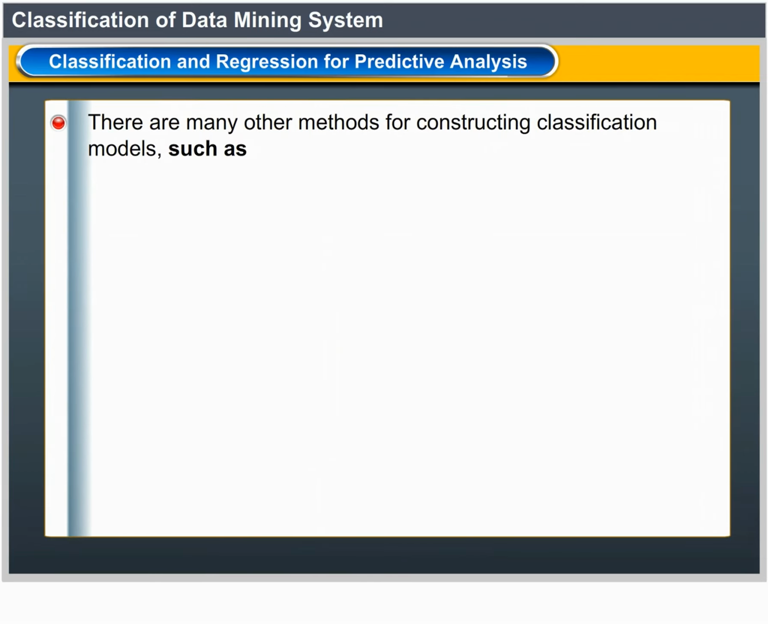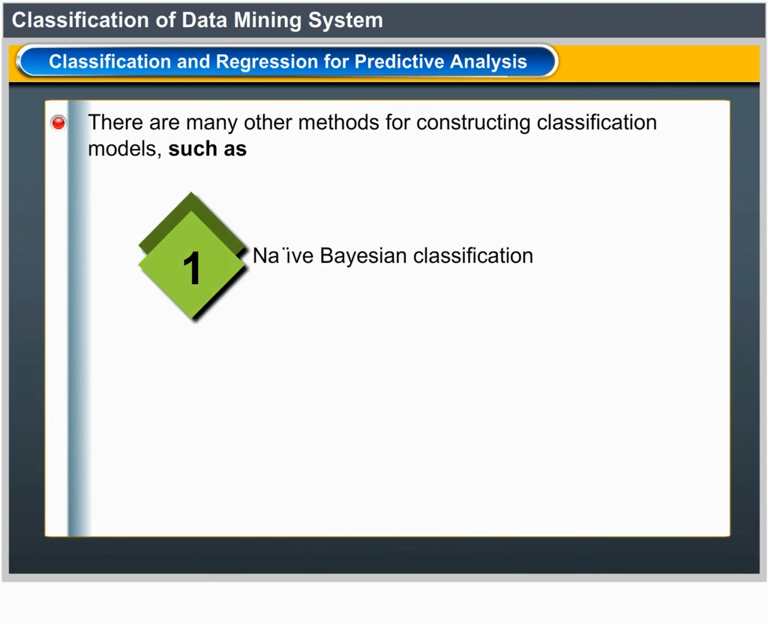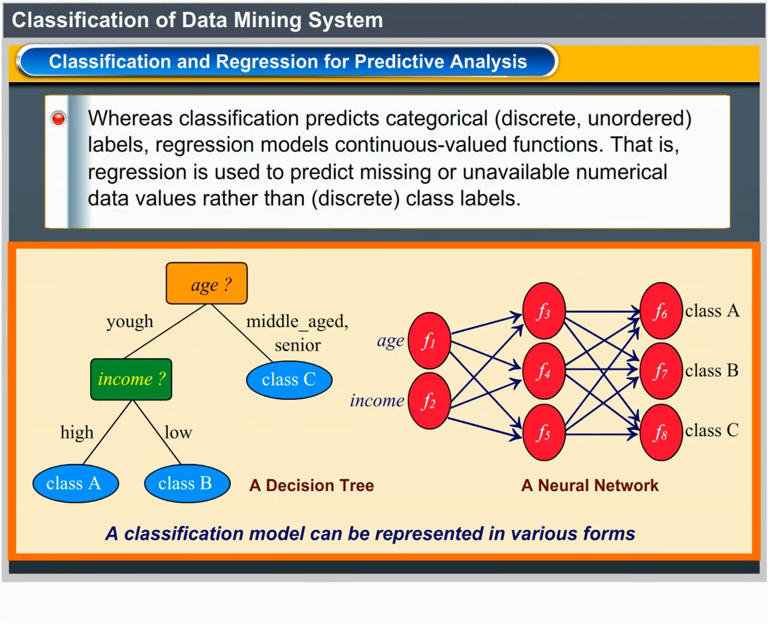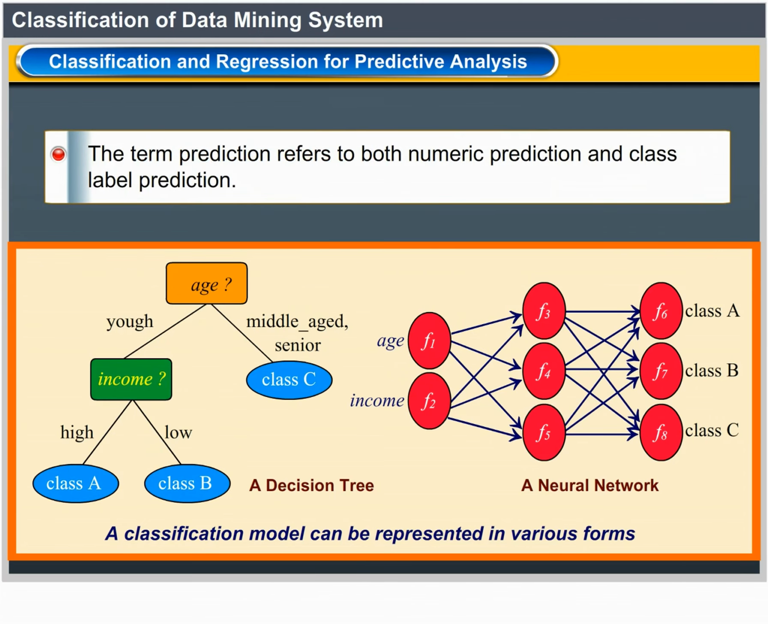There are many other methods for constructing classification models, such as naive Bayesian classification, support vector machines, and nearest neighbor classification. Whereas classification predicts categorical, discrete, unordered labels, regression models continuous valued functions. That is, regression is used to predict missing or unavailable numerical data values rather than discrete class labels. The term prediction refers to both numeric prediction and class label prediction.